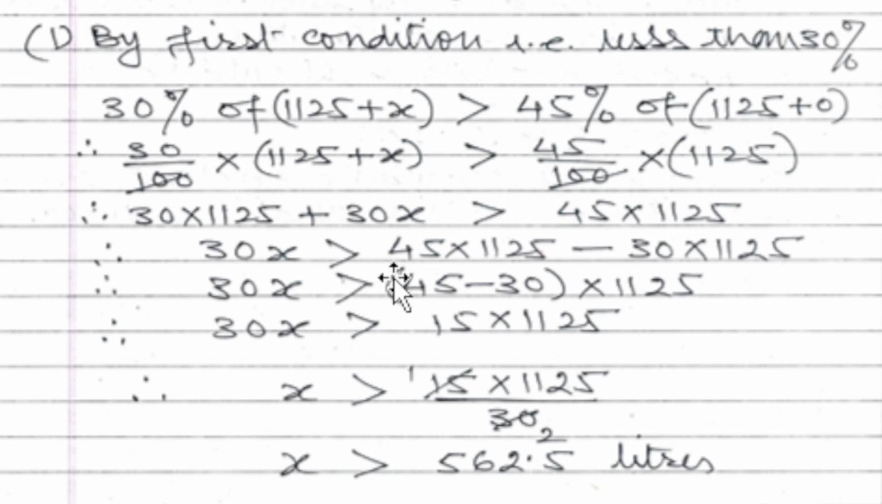Therefore, 30x is greater than 45 minus 30 into 1125. So 30x is greater than 15 into 1125 because 45 minus 30 is 15. Now taking 30 to the other side, x is greater than 15 into 1125 upon 30. So dividing 30 by 15, we get 2. So 1125 upon 2, therefore x is greater than 562.5 liters.